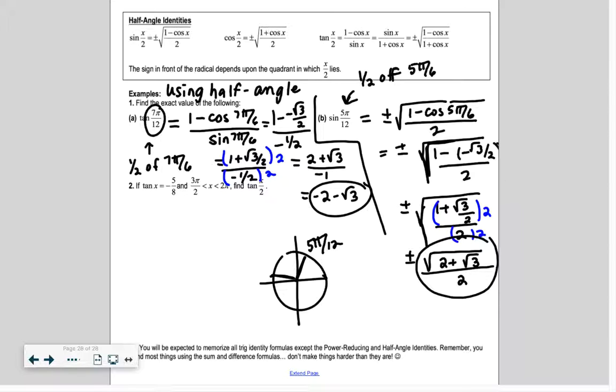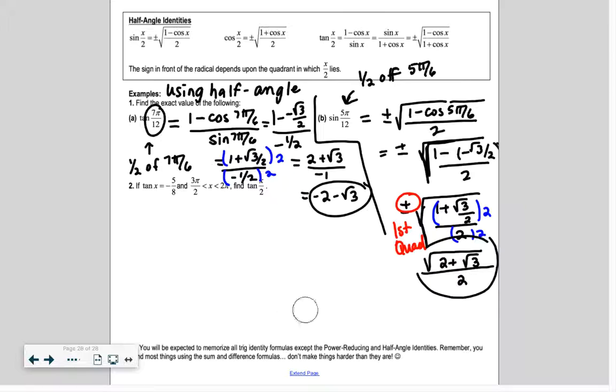Is the sine of 5 pi over 12 positive or negative? Do you guys all see what I'm saying? Yeah, if we're in the first quadrant, it's positive, right? So do I pick between one of these? Yeah, I picked the positive one. So it's going to be the positive one because it's in the first quadrant. So you have to kind of think about where that angle is sometimes.